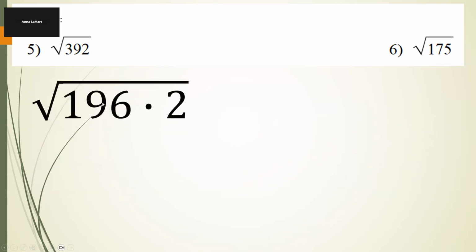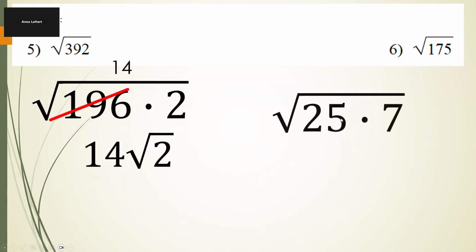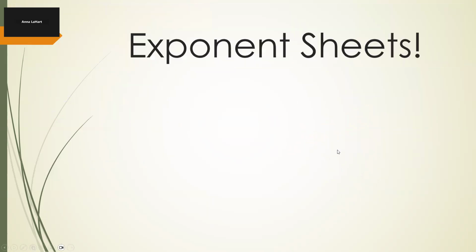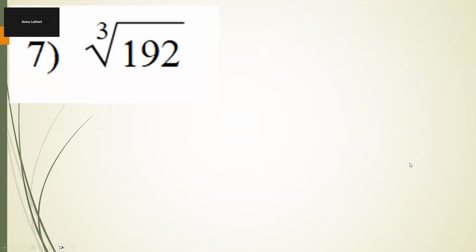All right, here we go. 196 is the highest perfect square that can go in that one, so that turns into 14 radical 2. 175, it's 25 times 7. The square root of 25 is 5, so 5 radical 7. Okay. So that's review. You should be proficient at that. If you're not, well, then you need to practice. Find your exponent sheets because it's going to help.